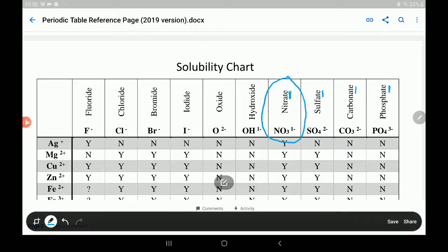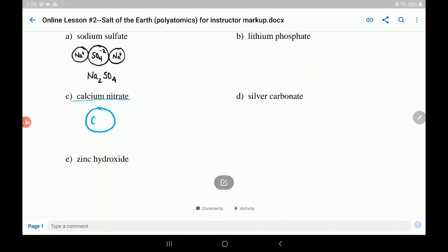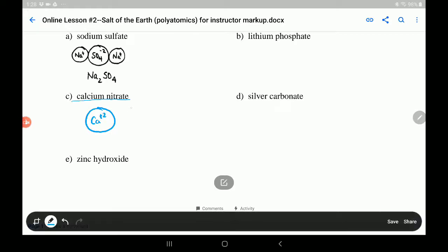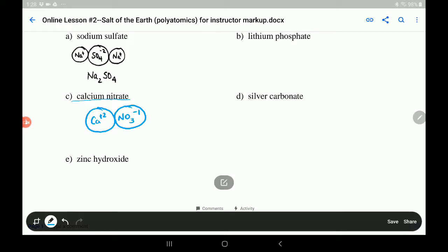So if you read it correctly, nitrate is NO3, all one thing. Charge is -1. That's what it says right here. Calcium is a +2 ion. Nitrate may be a little hard for you to read. It is NO3. The charge is -1. I'll specify this time and say it's -1.